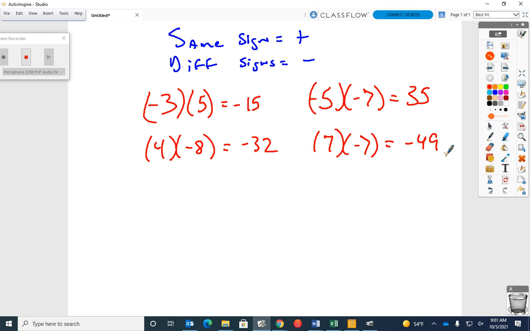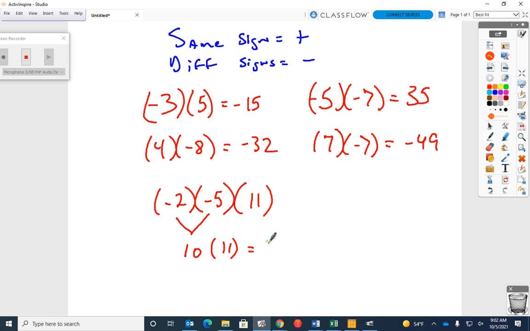Now, what happens if I have three numbers? Remember yesterday when I had three numbers, what did I do? I had to do how many at a time? Two at a time. Okay, so let's say I have negative 2 times negative 5 times 11. First thing I'm going to do is take care of these first two. Negative times a negative, no matter what, is going to be a what? Positive. Same signs are always positive. Okay, then bring this down. What's 10 times 11? Not 20. 110. Okay.